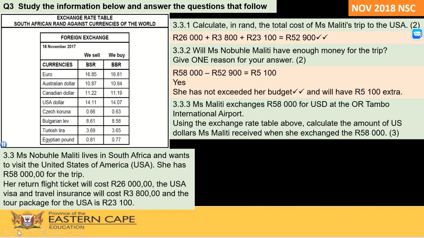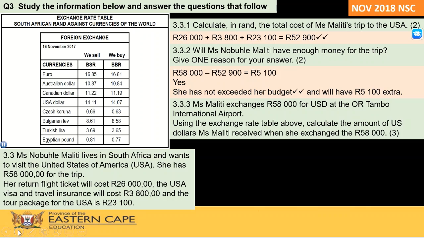Miss Maliti exchanges 58,000 rand for US dollar at the OR Tambo International Airport. Using the exchange rate table above, calculate the amount of US dollars Miss Maliti received when she exchanged the 58,000 rand. Now, if you go back to the steps that we had in the previous section of this lesson, you will remember that your first step was to identify the currencies, and you can see here that you are working with rand and US dollar.